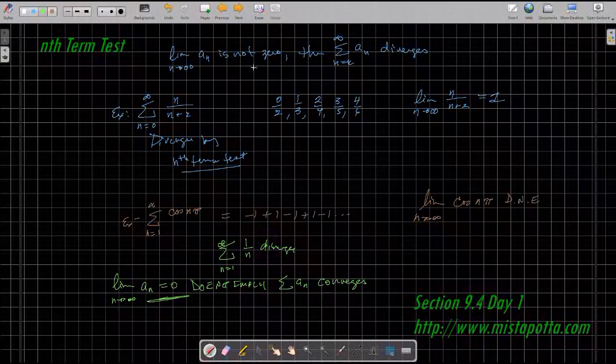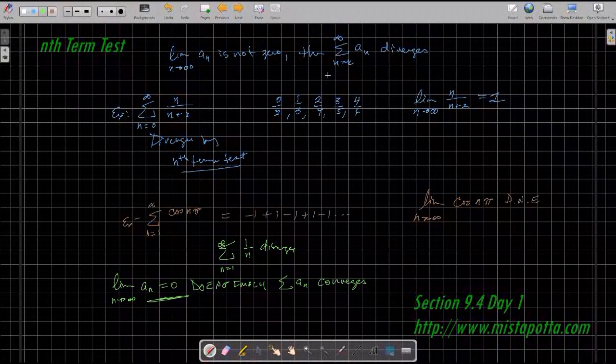So just because the terms are going to 0 does not mean that I'm going to have a convergent series. All that I know is that if the terms of the sequence are not 0, then the series has to diverge because it's going to go to a positive or negative infinity. And that's the nth term test.